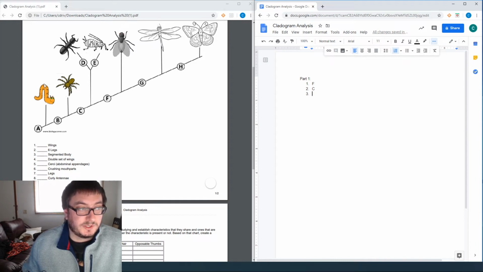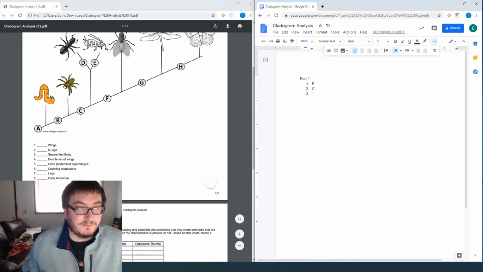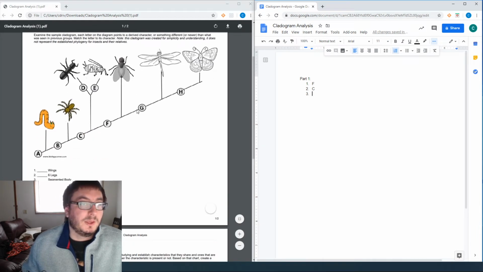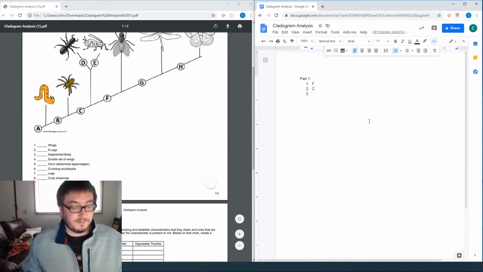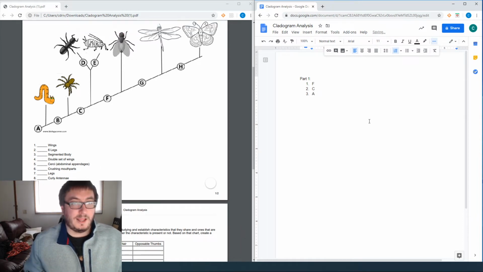Segmented worms, they have their own segments. The spider here, it has a segment there. Insects, of course, have the head, thorax, abdomen. Those are all examples of segmented bodies. So the segmented body would be letter A.